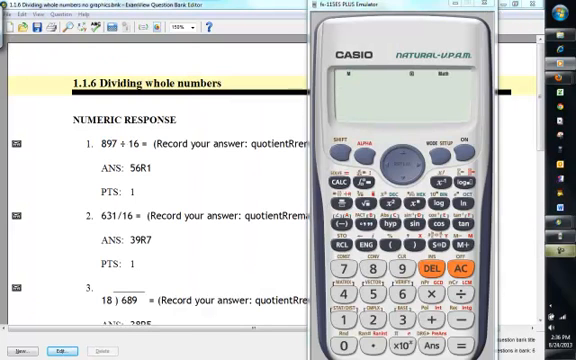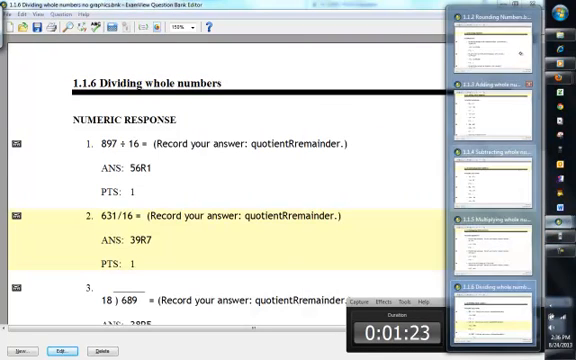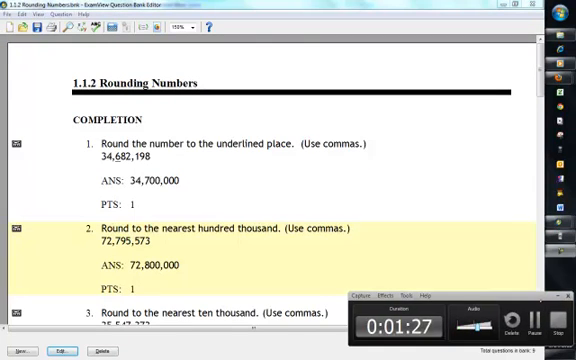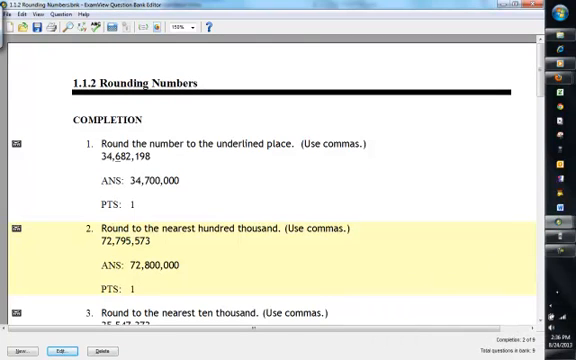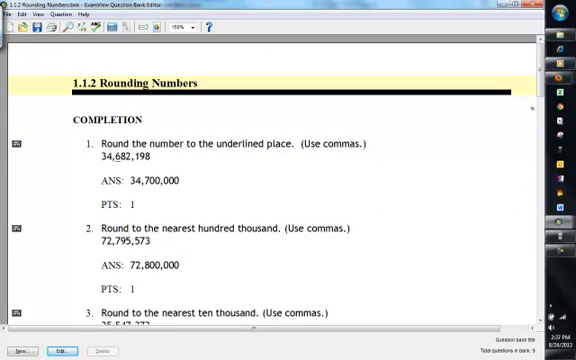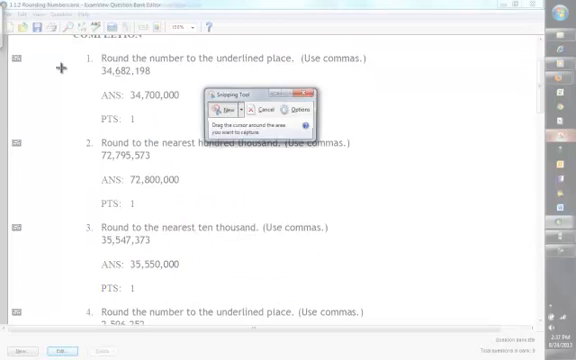Then for section 2, 1.1.2, we're going to round the numbers. And the first one, round to that digit. So let's see how this rounding works. Let's get some problems up here.